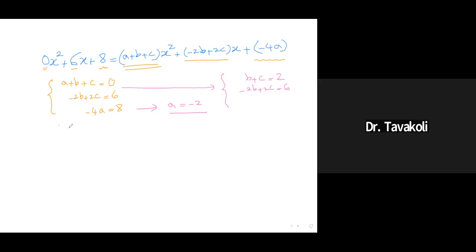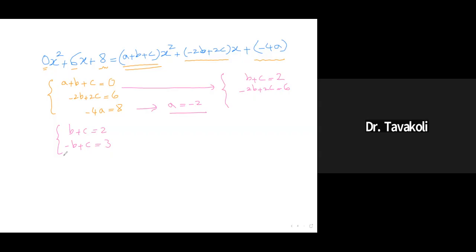So that system of equations, b plus c equals 2. By the way, in the second equation, minus 2b plus 2c equals 6. All the coefficients are divisible by 2. So I can divide both sides by 2. So I will have minus b plus c equals 3. Using any method at your choice, you can solve this system of equations.